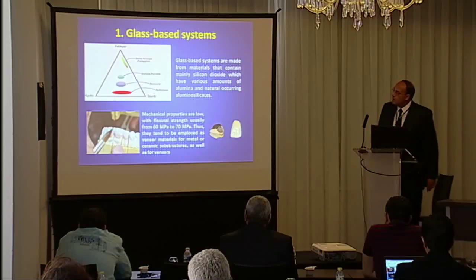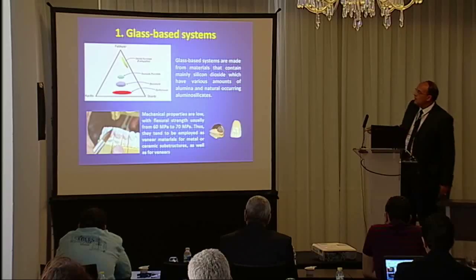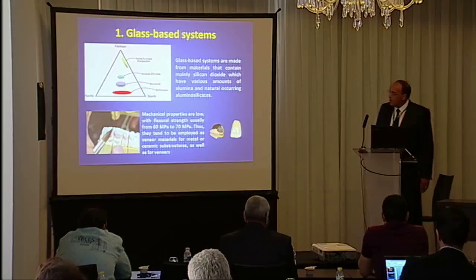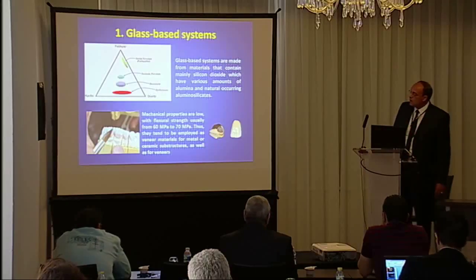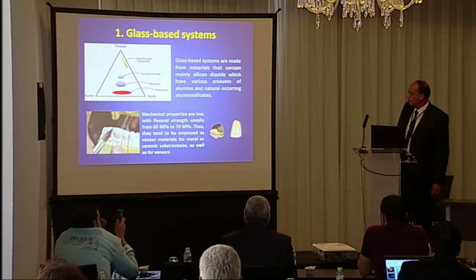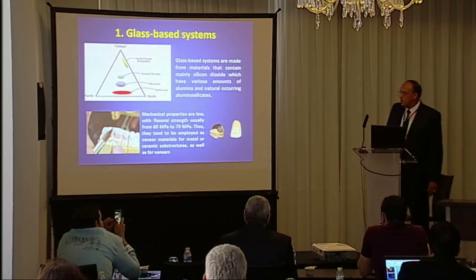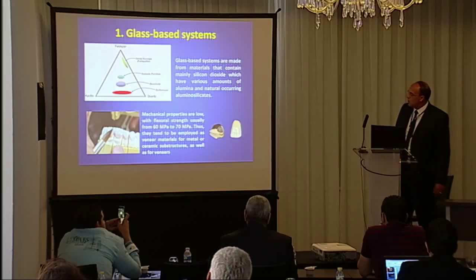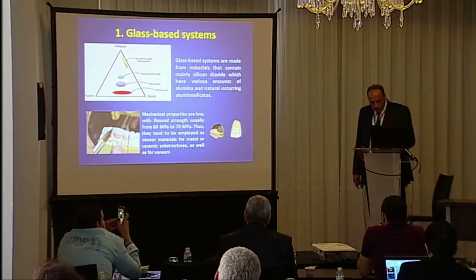The glass-based systems are made from materials that contain mainly silicon dioxide with various amounts of alumina and naturally occurring aluminosilicates. Their mechanical properties are low, with flexure strength usually from 60 to 70 megapascal. Thus, they tend to be employed only as veneer materials for metal or for ceramic substructure, as well as for veneers.